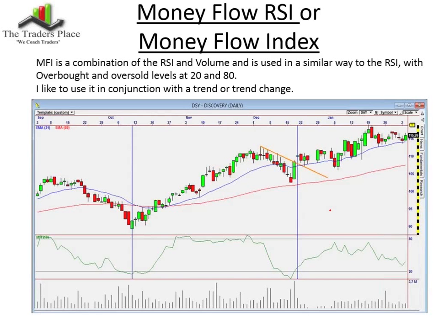Then money flow RSI, or more commonly known as money flow index, is a combination of the relative strength index and volume. So volume is included in the formula. It is used in a similar way to the RSI with overbought and oversold levels. And on this indicator, it's at 20 and 80. I use a 10-period MFI. And I like to use it in conjunction with the trend, or even sometimes, if I'm lucky, in trend change.